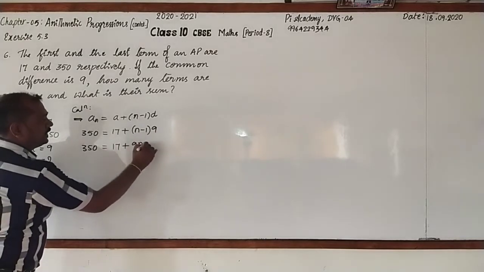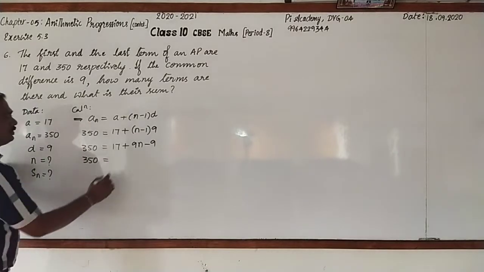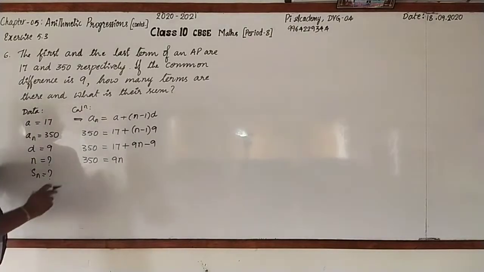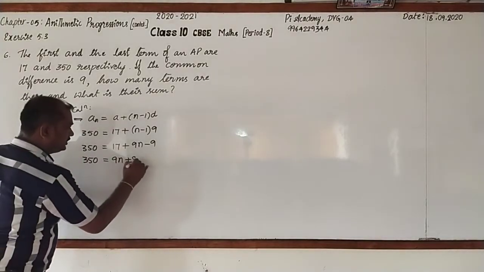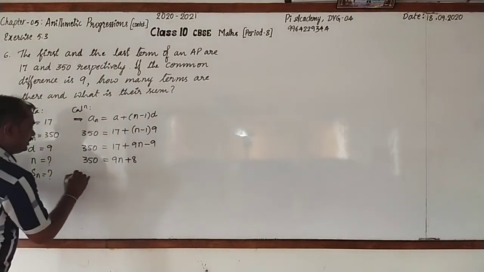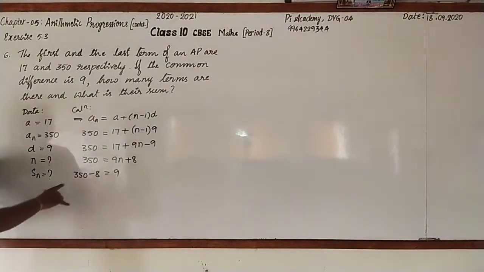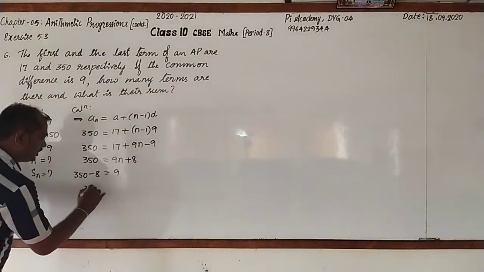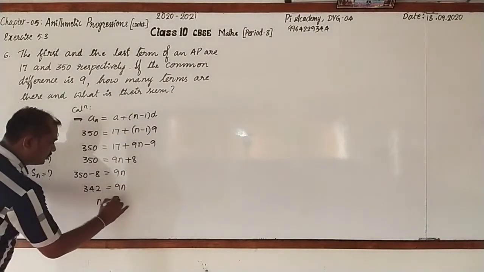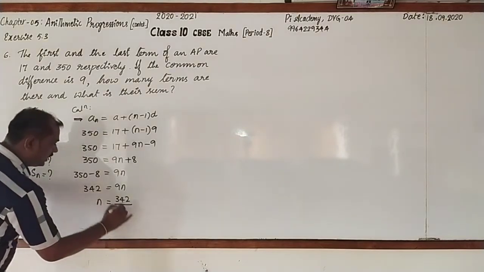350 is equal to 17 plus, multiply with 9, 9 into n, 9n, this is minus 9. Then 350 is equal to 9n, 17 minus 9. This will be 8, right? Transfer 8 to the left hand side. It becomes minus 8. 350 minus 8, it is 342, is equal to 9n. So n is equal to 342 by 9.